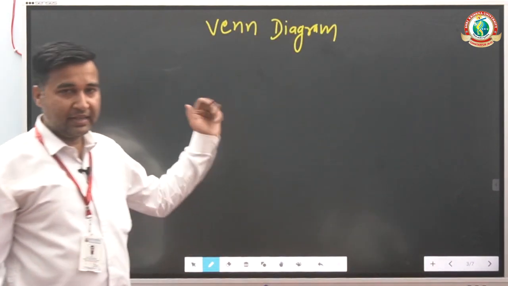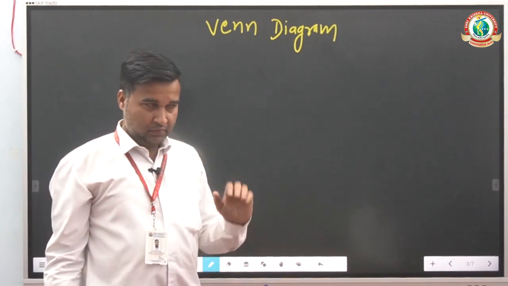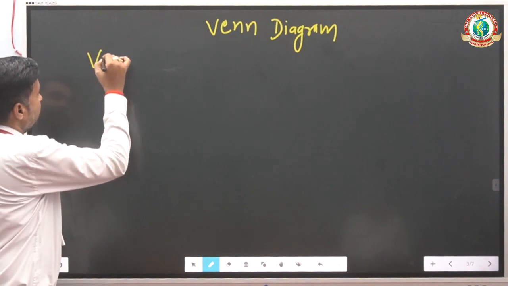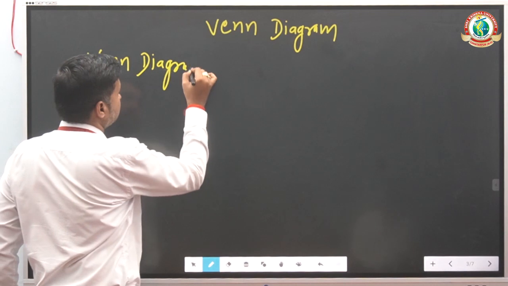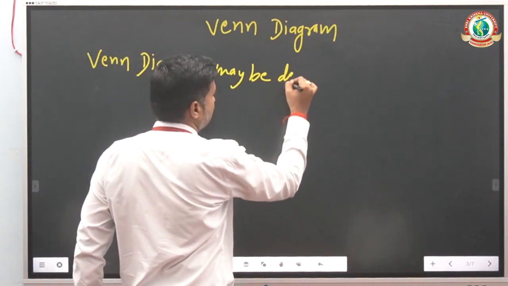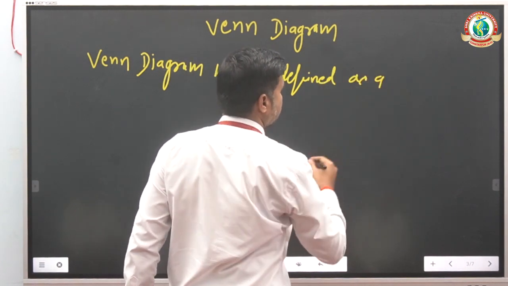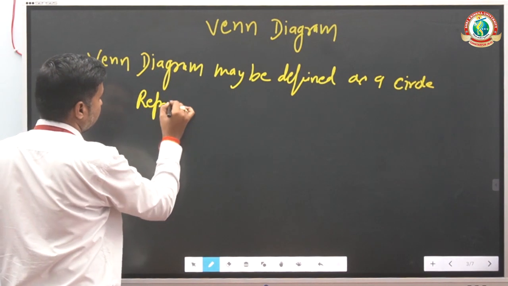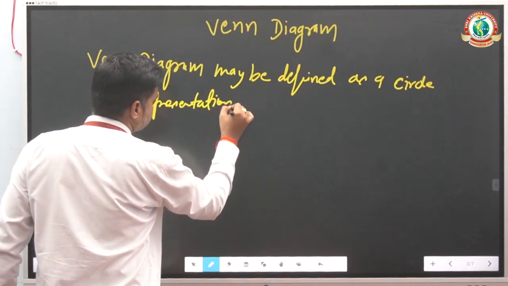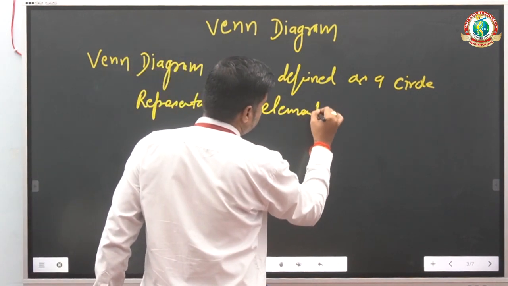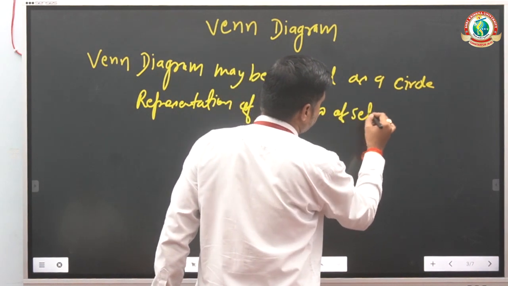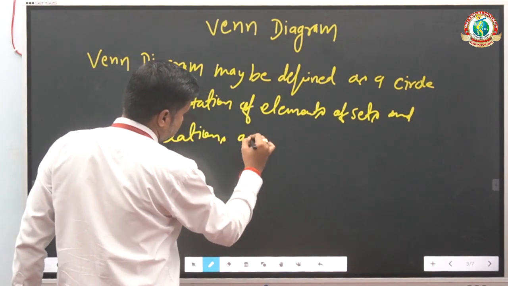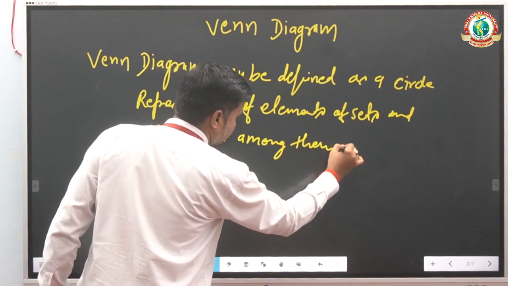Now Venn diagram. What is Venn diagram? A Venn diagram is a representation through circles of the connection or the relation between the elements of sets. So a Venn diagram may be defined as a circle representation of elements of sets and relations among them.